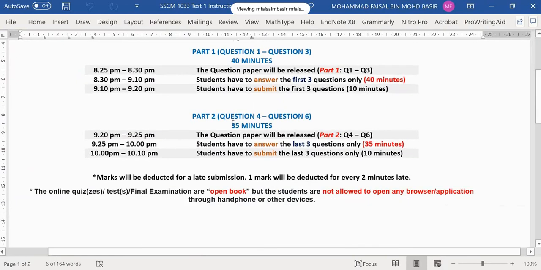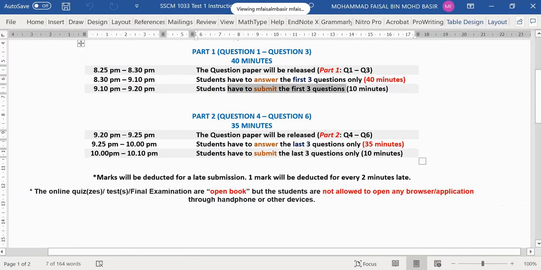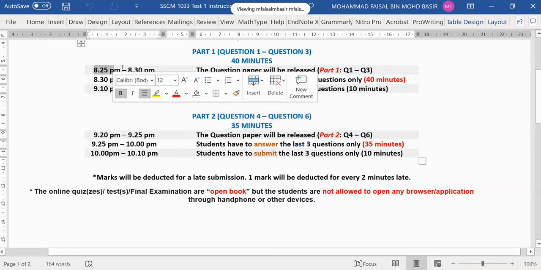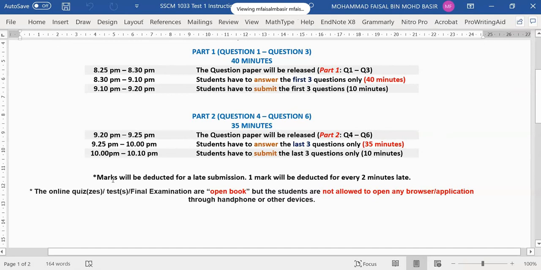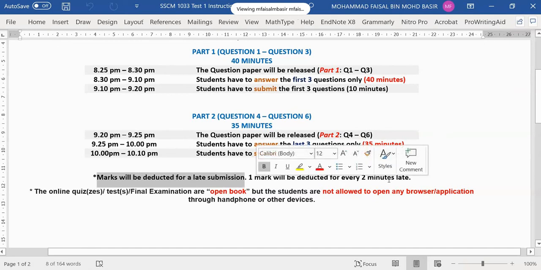Okay. And then when you submit part one, you cannot do part two. When you submit part two, you cannot amend part one. Okay. This question will be released after you have submitted this. So maybe 8:25, the question will be released. And then after you have uploaded at 8:20, I will give another part two. So marks will be deducted for late submission. 1 mark will be deducted for every 2 minutes late.